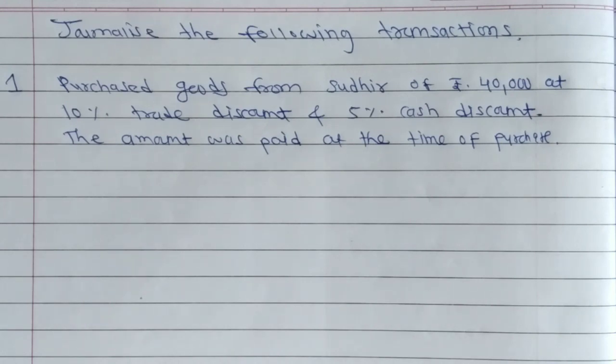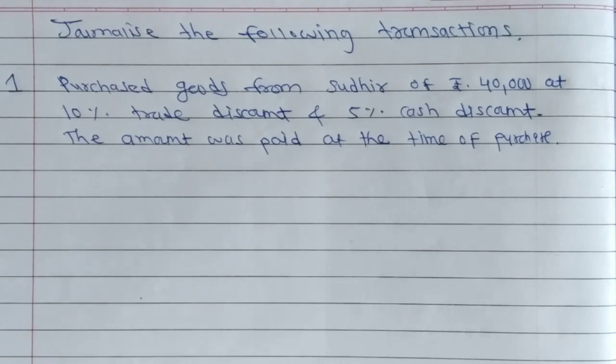Purchase goods from Sudhir of rupees 40,000 at 10% trade discount and 5% cash discount. The amount was paid at the time of purchase. Now we have to pass the journal entry. Before passing journal entries, we should do some rough work so that we get the idea at what amount the transaction would be recorded.